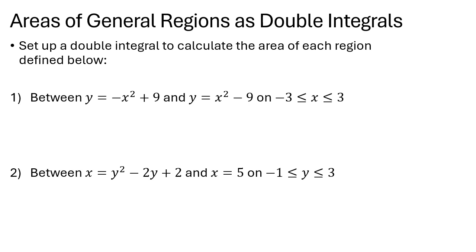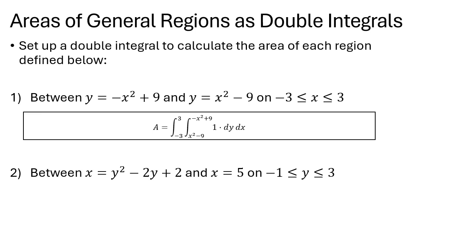On the first one, we want to find the area between the curves y equals negative x squared plus 9 and y equals x squared minus 9, on the interval negative 3 is less than or equal to x is less than or equal to 3. A key point is that for double integrals, the outermost integral must have numeric limits. That means our outer integral will be the integral from negative 3 to 3. Our inner integral will be from x squared minus 9 to negative x squared plus 9.